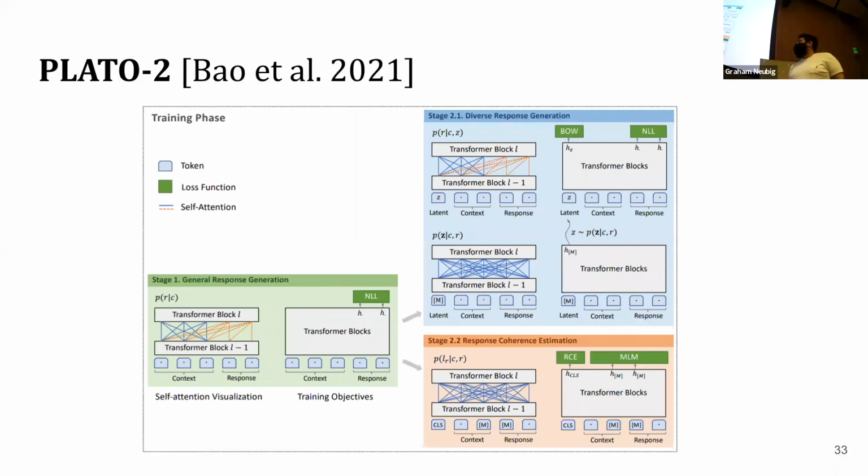And then Plato 2 was the successor to Meena, I guess you could call it that. And I actually think that this paper and this model are a lot more interesting than either Meena or Facebook's Blender, just because they do something that is actually interesting rather than just scaling up the training and the model and whatever. The idea here is that you start with just regular response generation training, and then you move on to simultaneously training for diverse response generation and response coherence estimation.